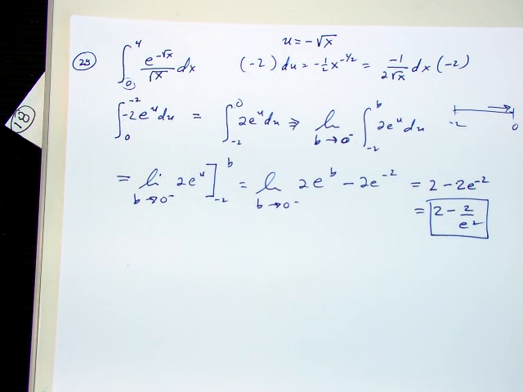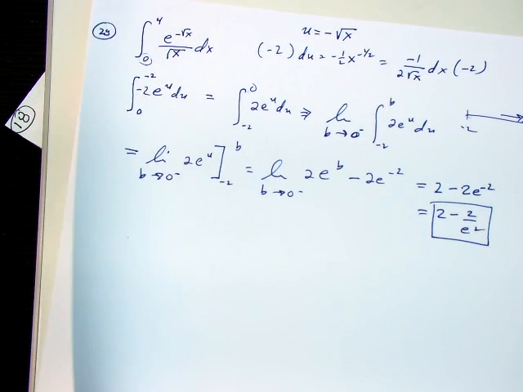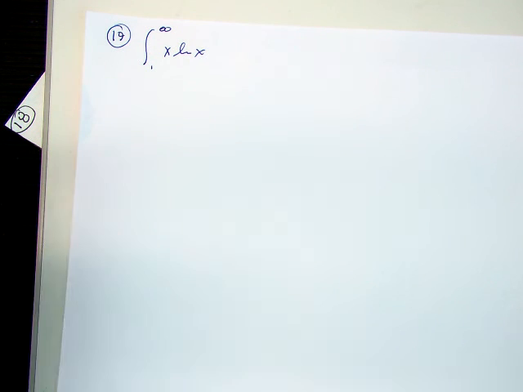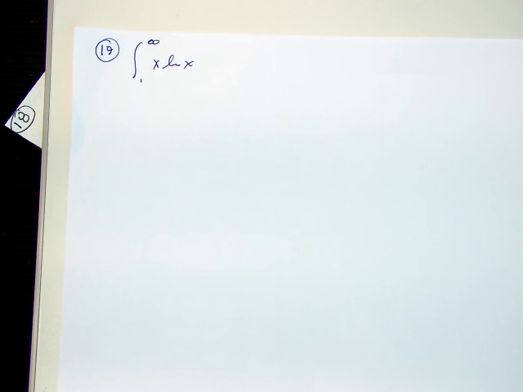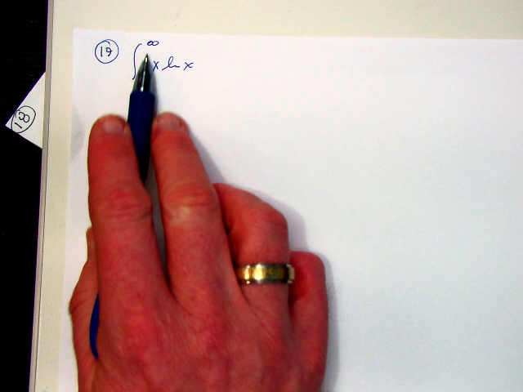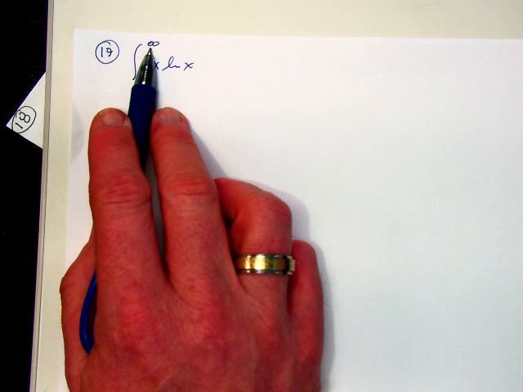Okay? All right, so the last one I want to do is a little bit uglier and probably a little bit more advanced than what you're going to see on the upcoming chapter test. You could see it on the AP exam, so I at least wanted to cover it. All right, so this is one we actually have to do by parts. But the problem here is, remember, it's infinity where we're going to have to do a limit. Limit as b approaches infinity.